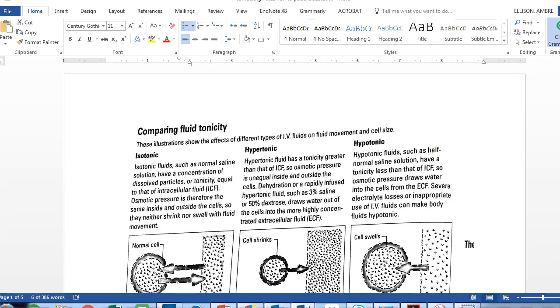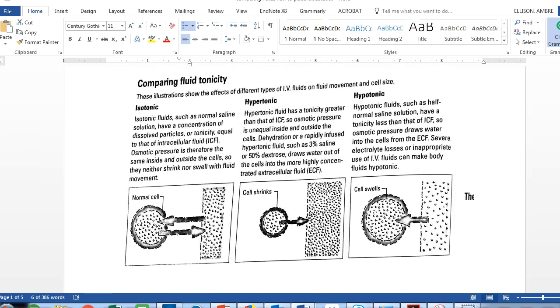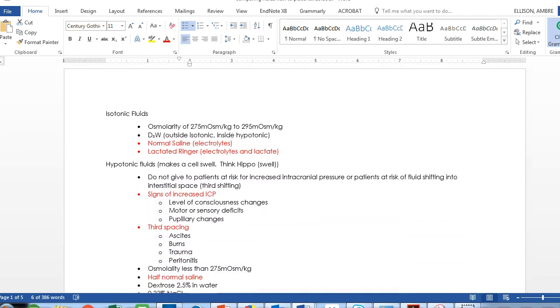And then we're going to talk about comparing fluids. Okay, so remember your isotonic fluids, you have the normal shift. Your hypertonic fluid, your cell is going to shrink, and your hypotonic fluid, your cell is going to swell. So, again, let's pay attention to the red. I didn't talk about it in class, but D5W is one of those that outside the body it's isotonic, and inside the body it's hypotonic. All right, so isotonic fluids, basically your normal saline and your lactated Ringer's. They give LR a lot in the OR, and on the floor we give normal saline a lot.